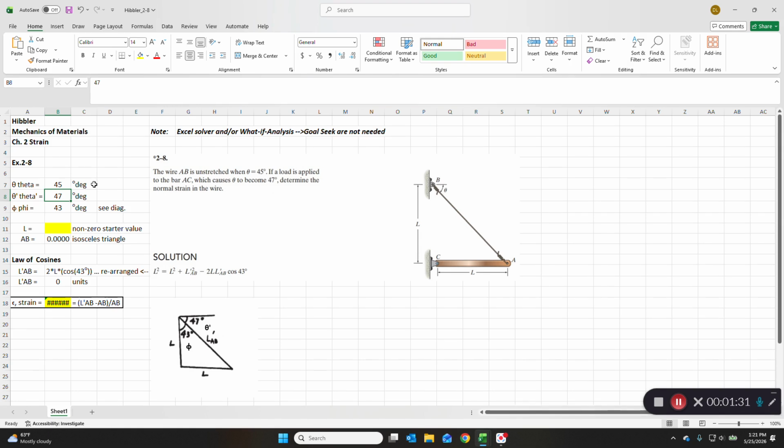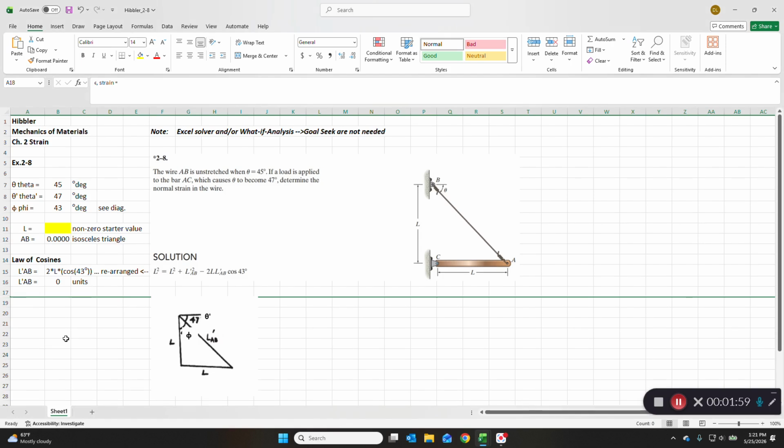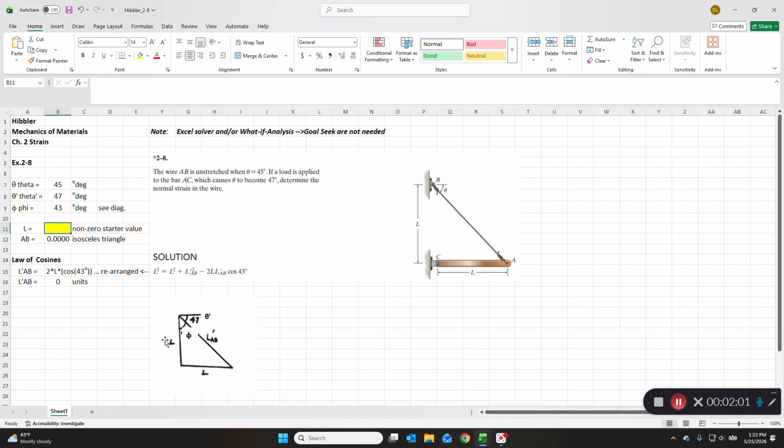So we've gained 2 degrees of angle as bar AC rotates clockwise downward due to the load applied, and then AB, the wire, will stretch. So we want to determine the normal strain in the wire. So we can use a non-zero starter value for L here, and we'll put that in a minute. And then we know that AB, because it's an isosceles triangle here, I just want to hide something for future review. So let's use 1.